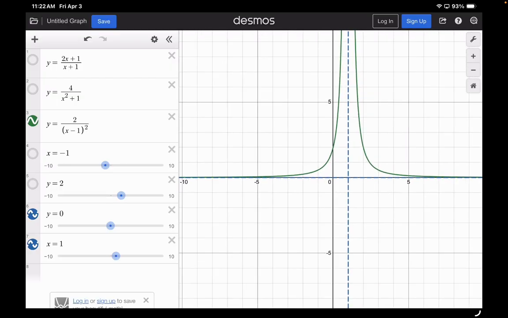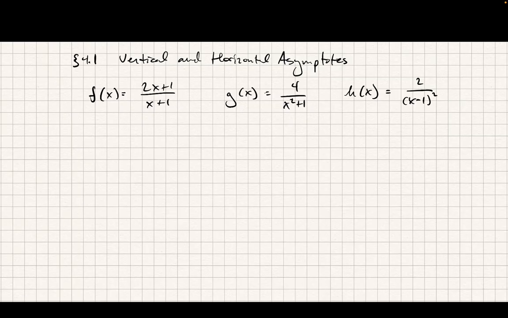All right, close your devices, go back to notes. If we were just to look at these functions, could we figure out where the asymptotes were? What can you notice about the formulas that tell you where the asymptotes are?